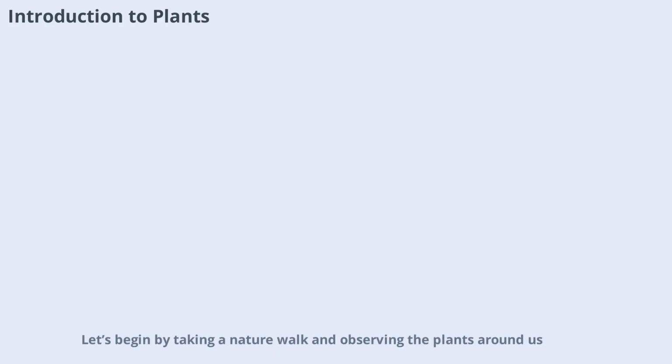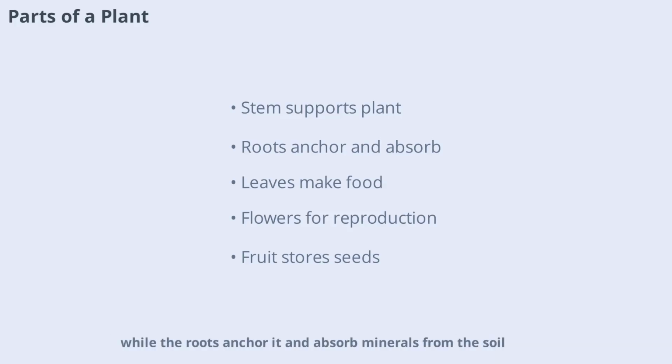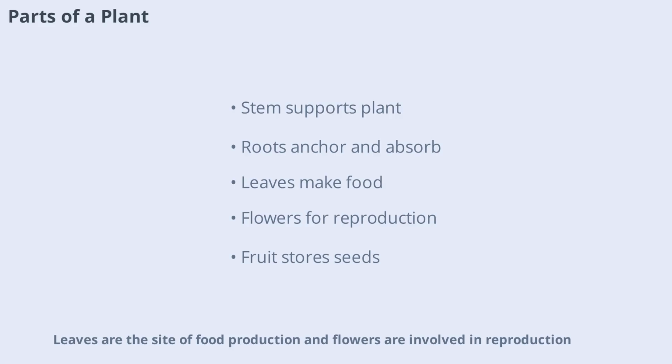Let's begin by taking a nature walk and observing the plants around us. Every plant has several distinct parts: the stem, branch, root, leaf, flower, and fruit. These parts work together to help the plant grow and thrive. The stem supports the plant and transports water and nutrients, while the roots anchor it and absorb minerals from the soil. Leaves are the site of food production, and flowers are involved in reproduction. By labeling and coloring these parts, we can better understand their functions and importance. Let's take a closer look at a typical plant and identify each part.